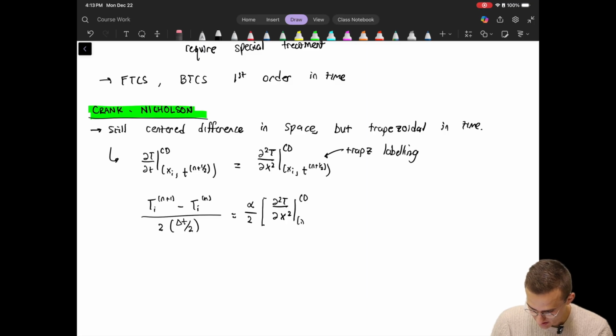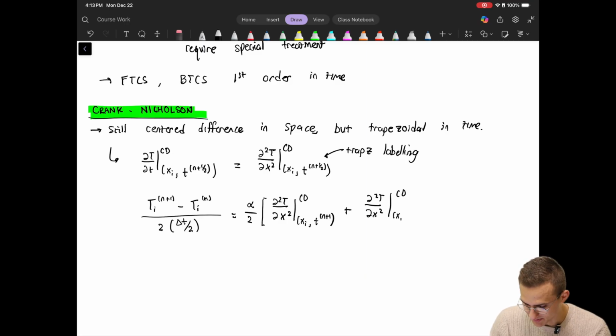So this would be at grid point i and at tn plus 1. And then we're going to add that to the second derivative with respect to space of the temperature. We're going to apply the central difference operator to that at grid point i again, but at tn. Okay. So we're averaging the two.